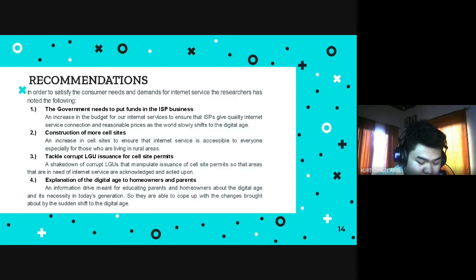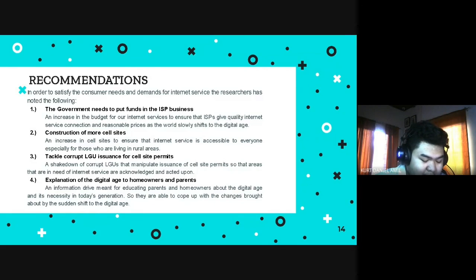Second is the construction of more cell sites. The expansion of cell sites is to guarantee that there is nationwide service and there are no dead spots, especially in rural areas. Third, a thorough shakedown of LGU corruption in cell site permits. It aims to tackle the corruption that happens with cell site permits issuance so that places that need immediate service are offered permits immediately and acted upon.